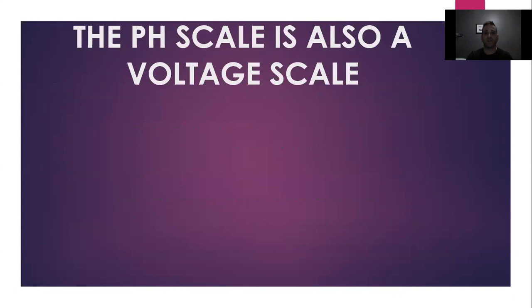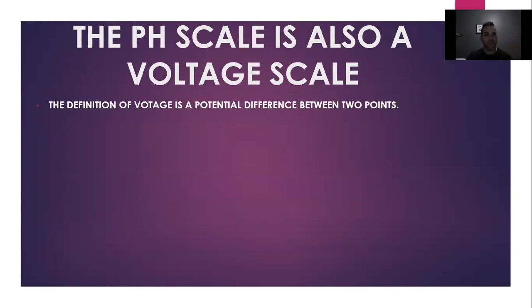The pH scale is also a voltage scale. Okay, this is very interesting because, you know, as my background, I'm an electrician, and I really do see the body and the food we eat from an electrical perspective. Okay, we are a bioelectrical being. That's what the human body is, and the pH scale is a voltage scale, and I'm going to explain it here. The definition of voltage is a potential difference between 2 points. Okay, so that's what voltage is.